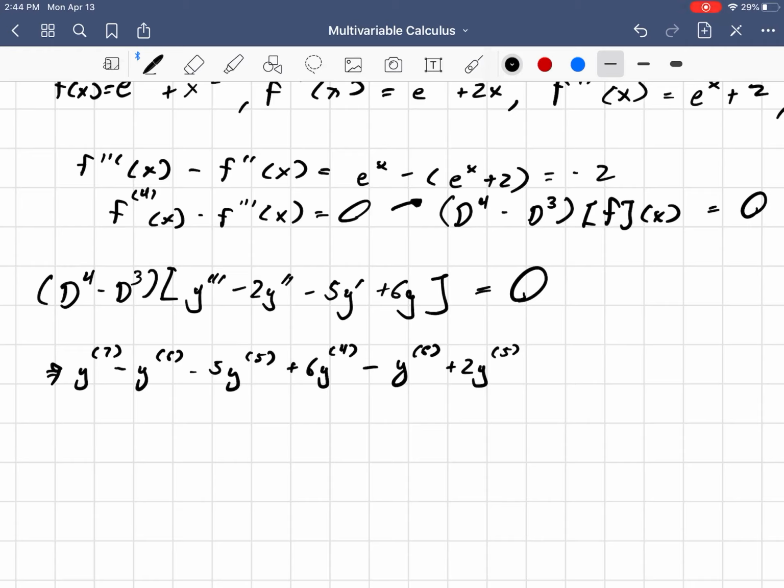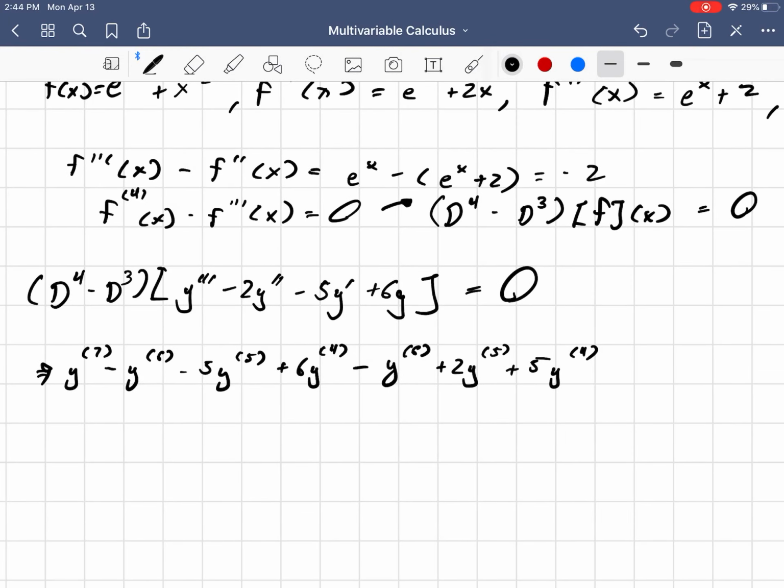Plus, because it's minus a minus here. Yeah, plus 2 times the fifth derivative. I always mess up on the subtraction and all that, the basic stuff. So okay, where was I? The sixth derivative of y, 2 times the fifth derivative of y. Now minus, so plus 5 times the fourth derivative of y. And that's minus 6 times the third derivative of y equals 0.